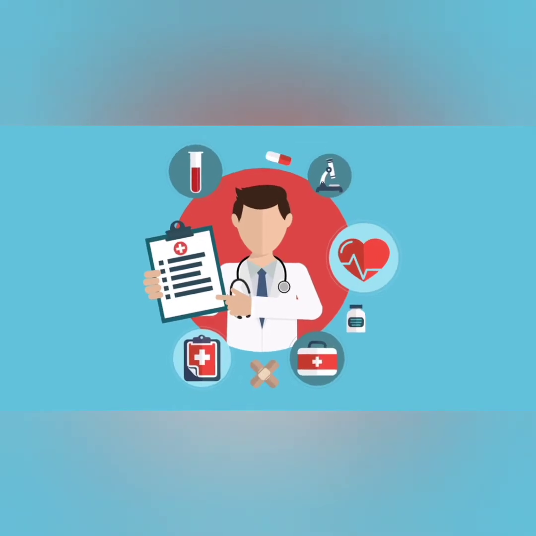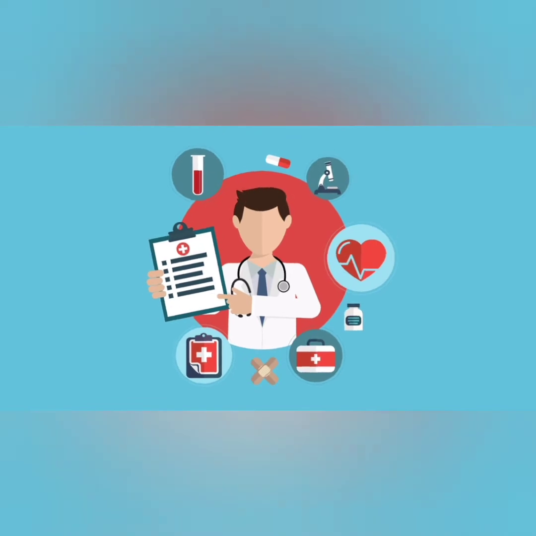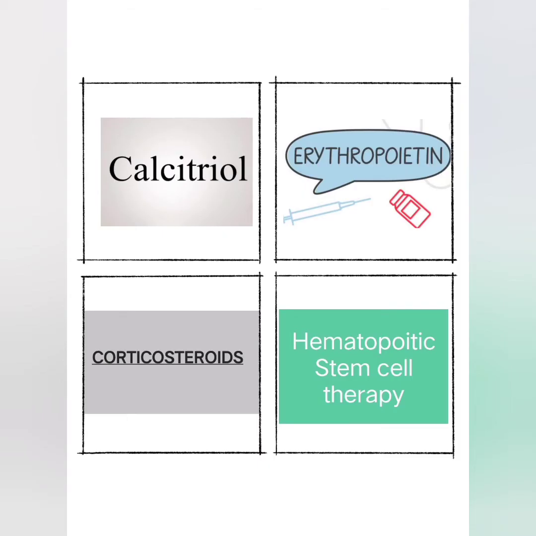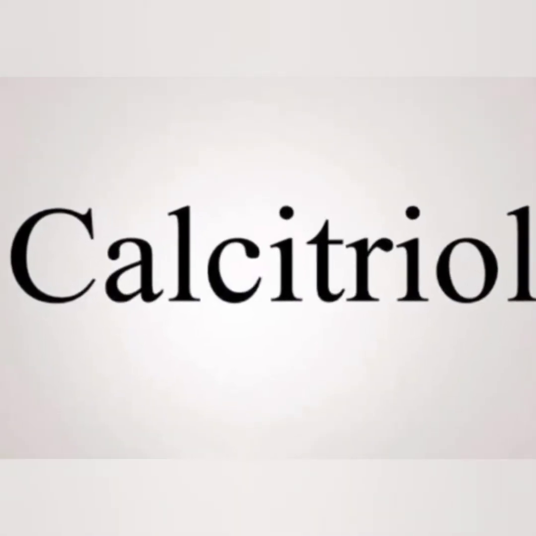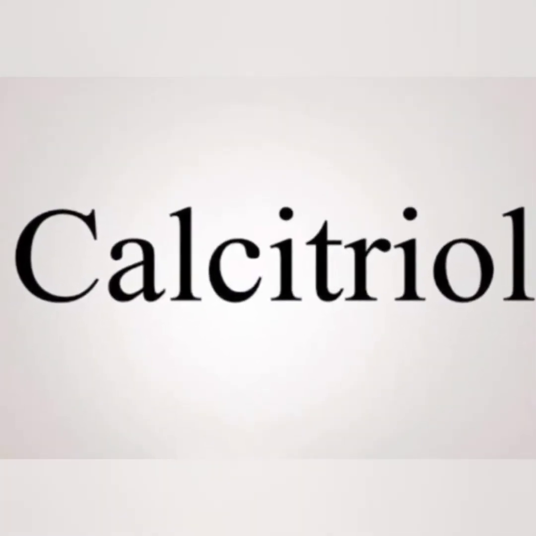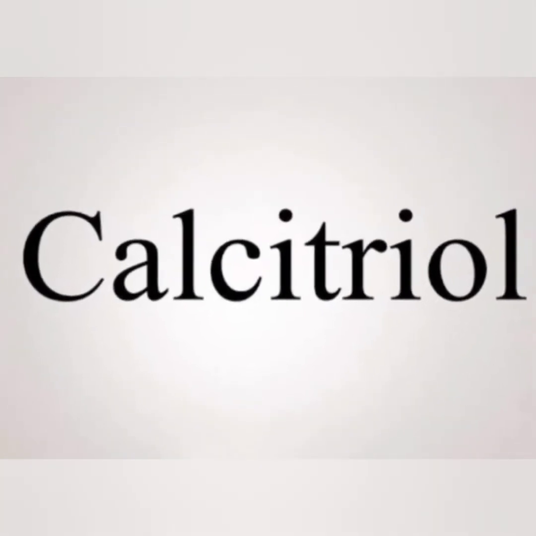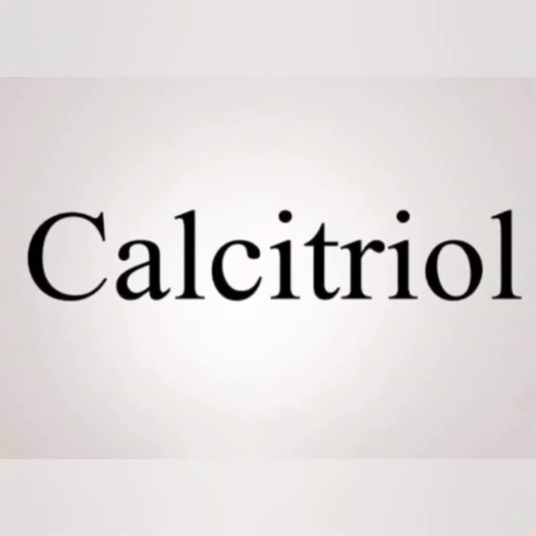And now, what are the treatment options of osteopetrosis? We have four treatment options: calcitriol, erythropoietin, corticosteroids, and hematopoietic stem cell therapy. The calcitriol is the active form of vitamin D. It helps to stimulate the dormant osteoclasts and thus stimulates bone resorption.